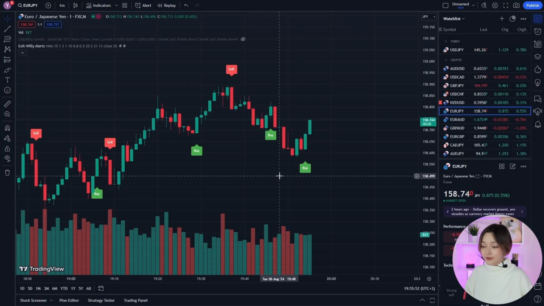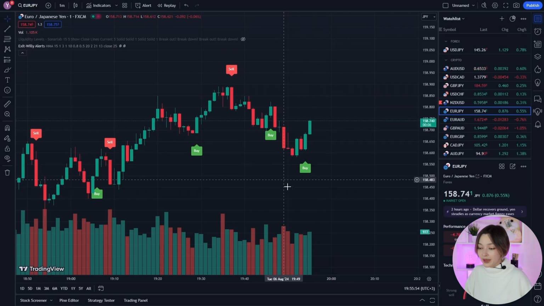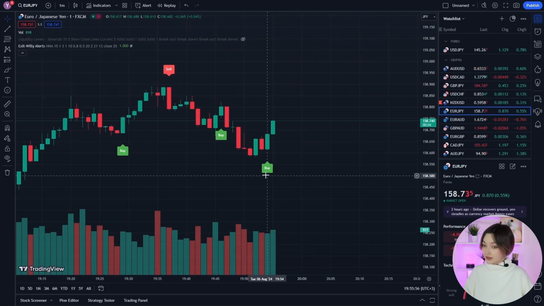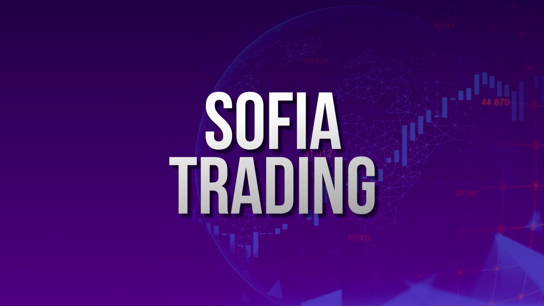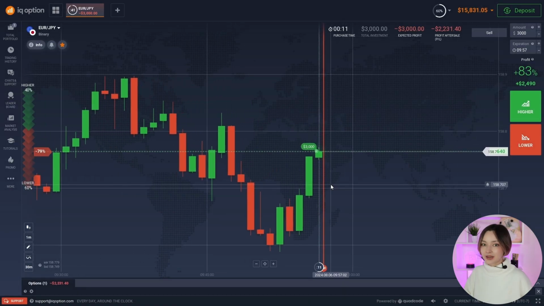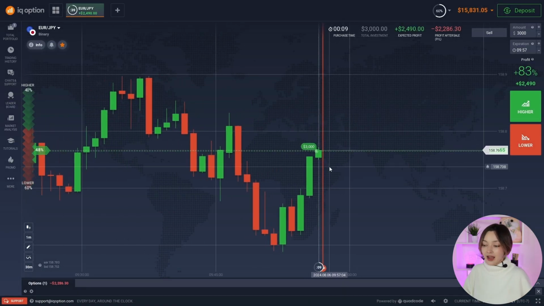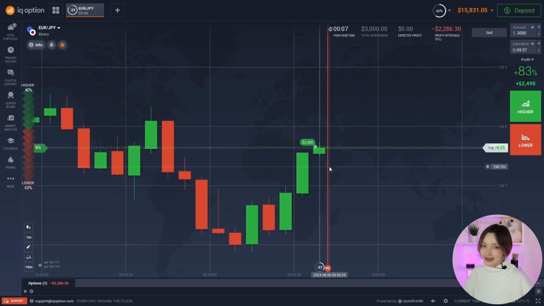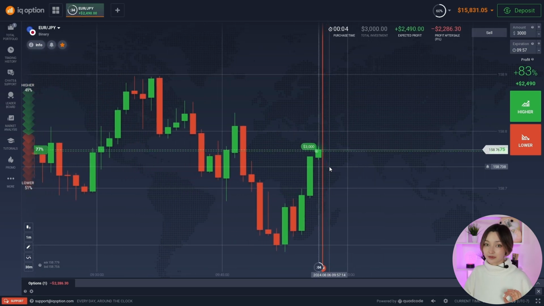So I found a different situation on the Euro JPY pair. I can see an upward signal, go into the broker and place the trade. So my trade is opened. If this trade closes in a profit, I will earn $2,490. Let's look at the confirming factors.